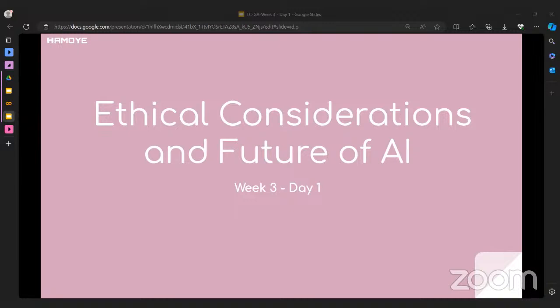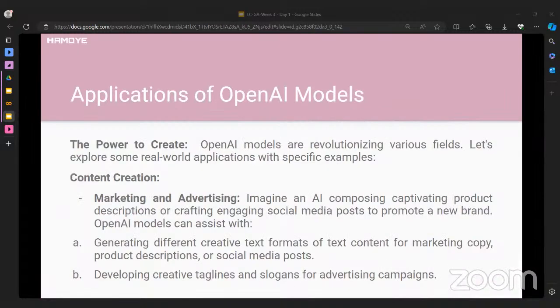Okay, so like I said, today we are going to be looking at the ethical considerations and future of AI, right? What is involved when it comes to this aspect of it. We've talked about the whole practical aspect, to see how it works. So today we want to look at some ethical considerations and the future of AI. We'll start with the applications of these models. There are different types of them, so we want to see how they can help in different industries.